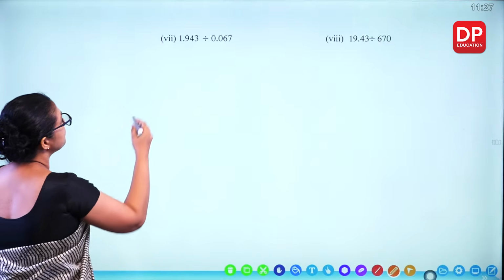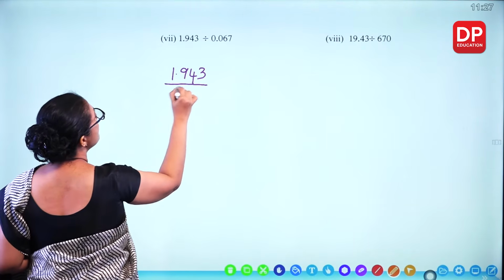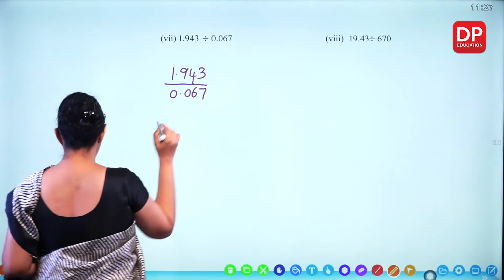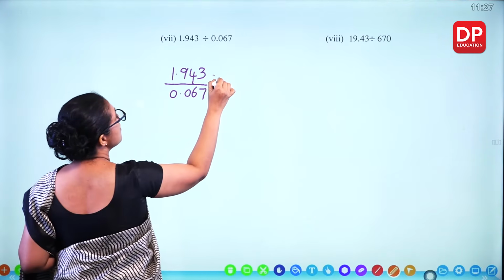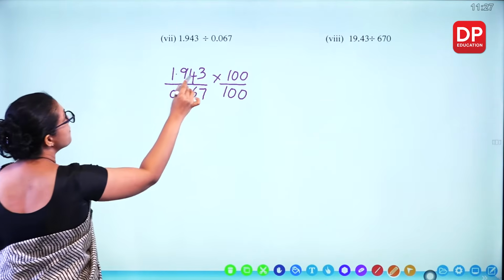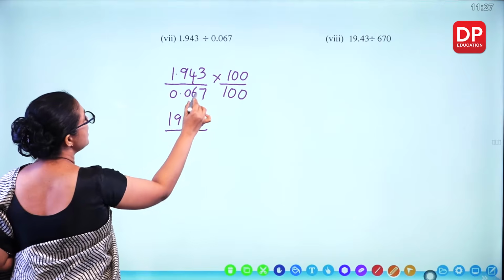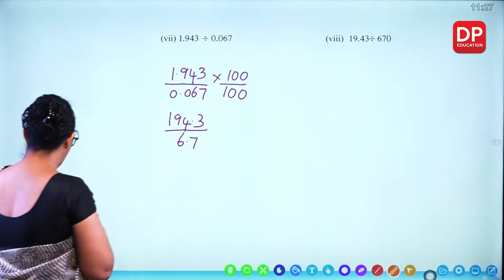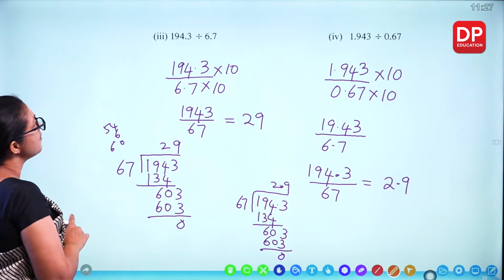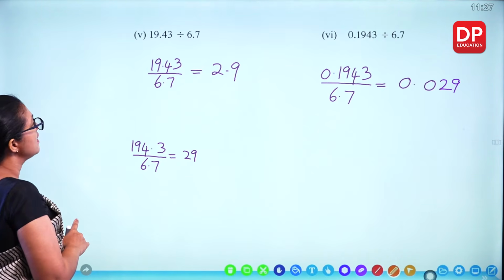Same question. 1.943 divided by 0.067. I can convert to 6.7 by multiplying this by 100. 194.3 divided by 6.7. Now that's the first question. 194.3 divided by 6.7, that's 29.